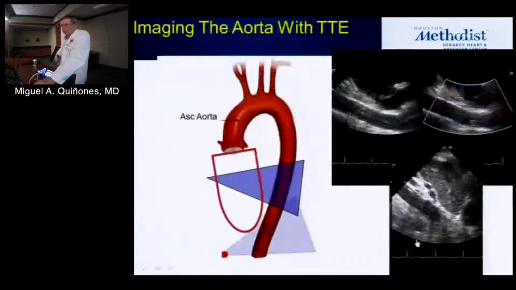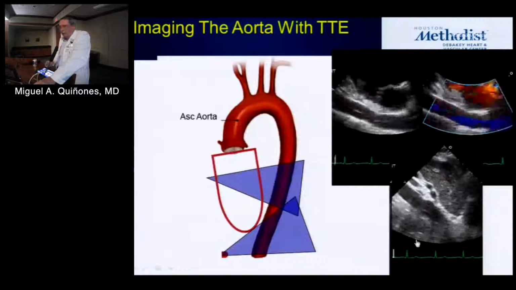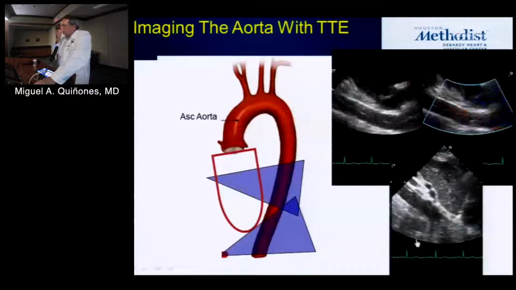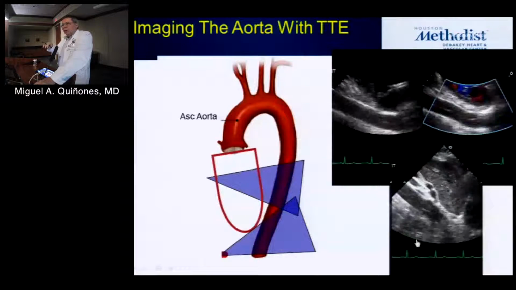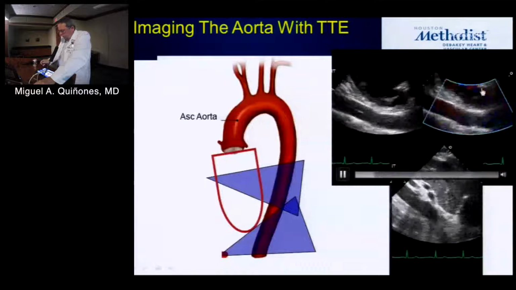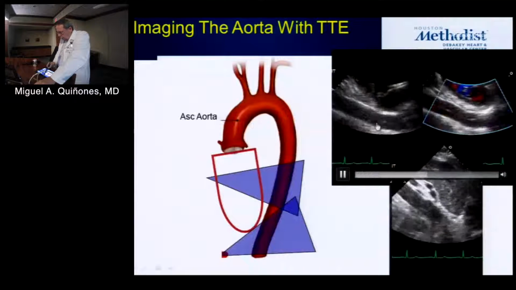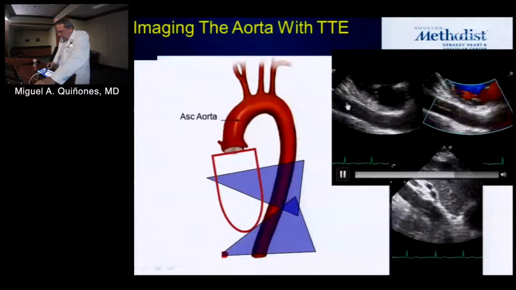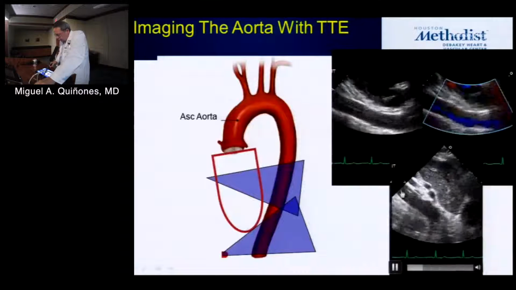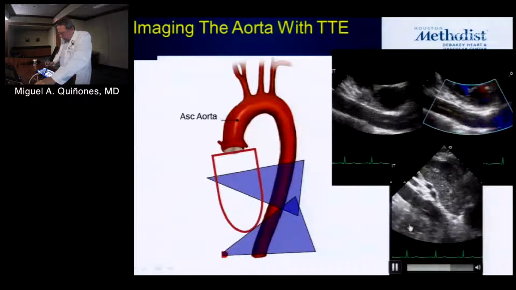And then descending views are the most difficult ones, and to be honest, the best views probably are the short axis views, the same short axis that we use to look at the LV, but if you orient the transducer to be parallel to the spine, the heart is going to look very funny, but then you may be able to open nicely the descending aorta. And then finally, of course, the subcostal view that gives you a look at the ascending aorta and abdominal aorta.